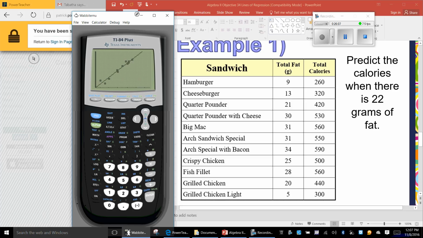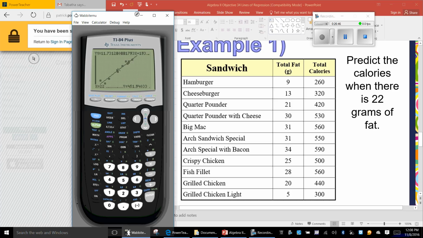So the last thing that we're going to do is use that line to predict what the calories are when the fat grams are 22. We are going to go to second calc, and calculate a value, and x wants to be 22, and we're going to hit enter. So tell me, when there's 22 grams of fat, what would the calories be? If we rounded it, it'd be roughly around 452 calories. Now, I know that was a lot, but again, it'll get easier. I promise you it will.